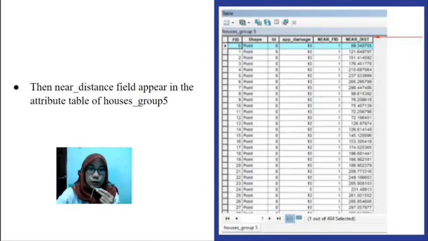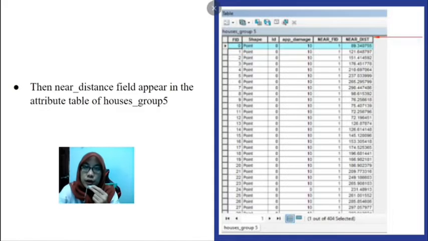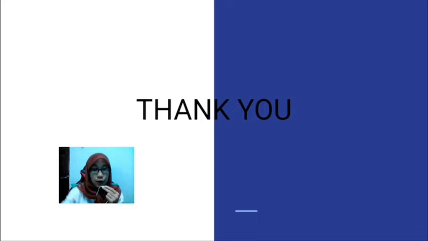Okay, so this is the figure that shows the attribute table, where we get the data about the nearest distance from the shore to the house. From this attribute table, we will get all the details about the distance. Okay, and that's all from me.